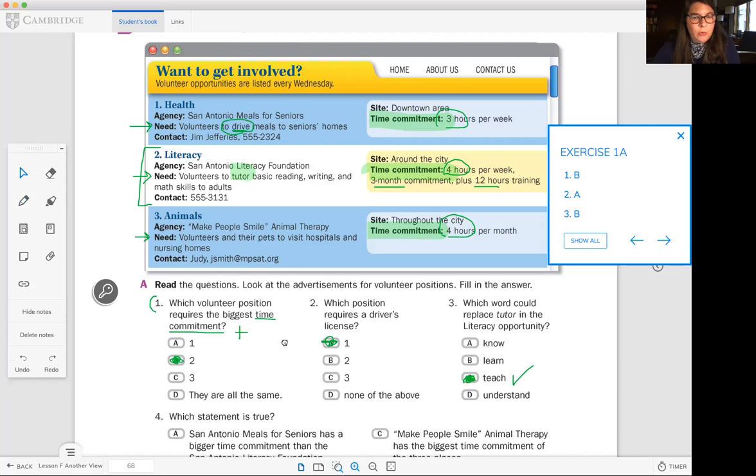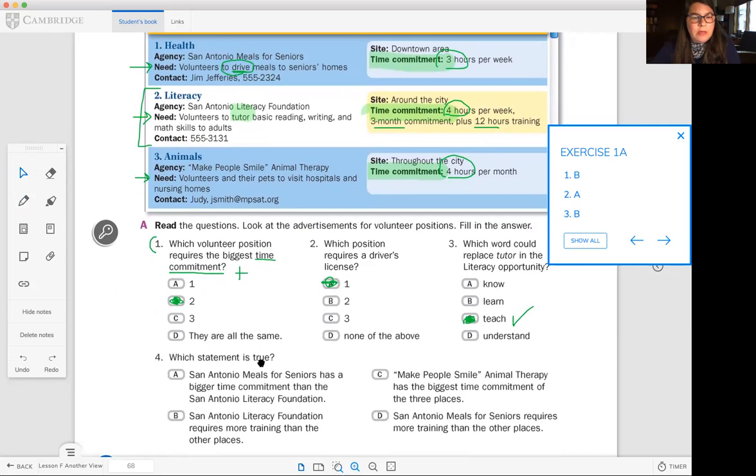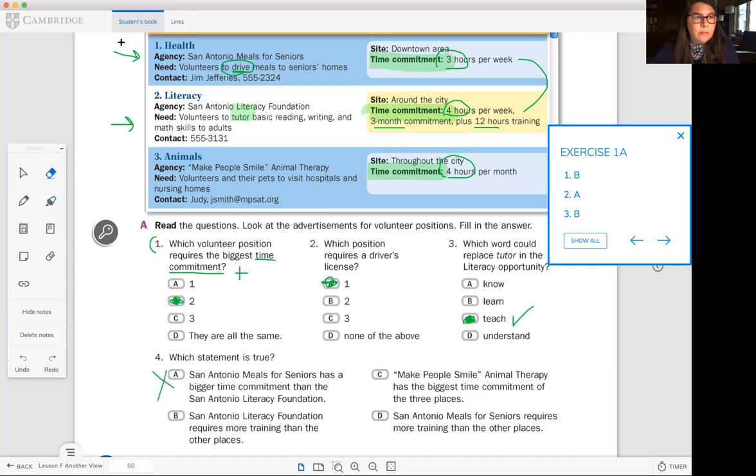All right, number 4. See if I can still see everything. Which statement is true? So you have to read them and decide if it's true or not. Let me erase some of this up here. San Antonio Meals for Seniors, which is this one, has a bigger time commitment than the Literacy Foundation. So you're comparing these two right here. Ooh, no, this has the most, right? So this is not true. Let's get rid of that.